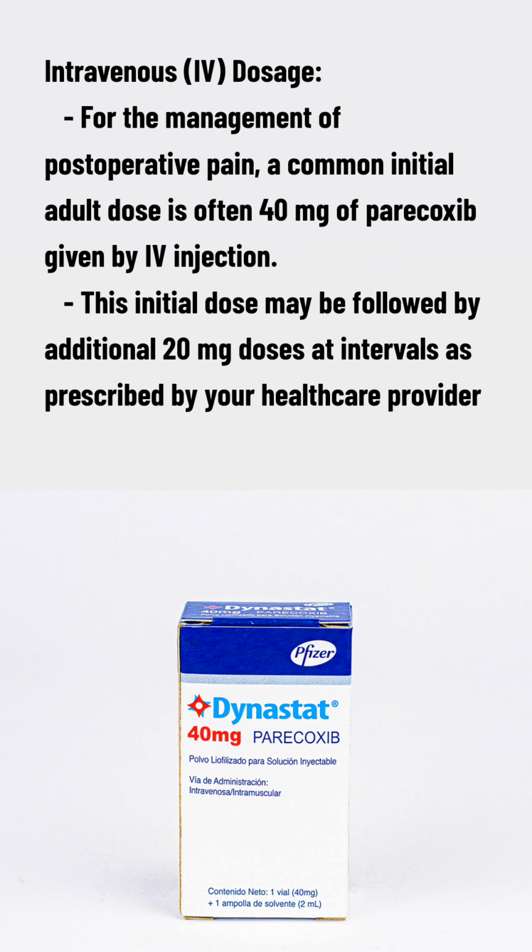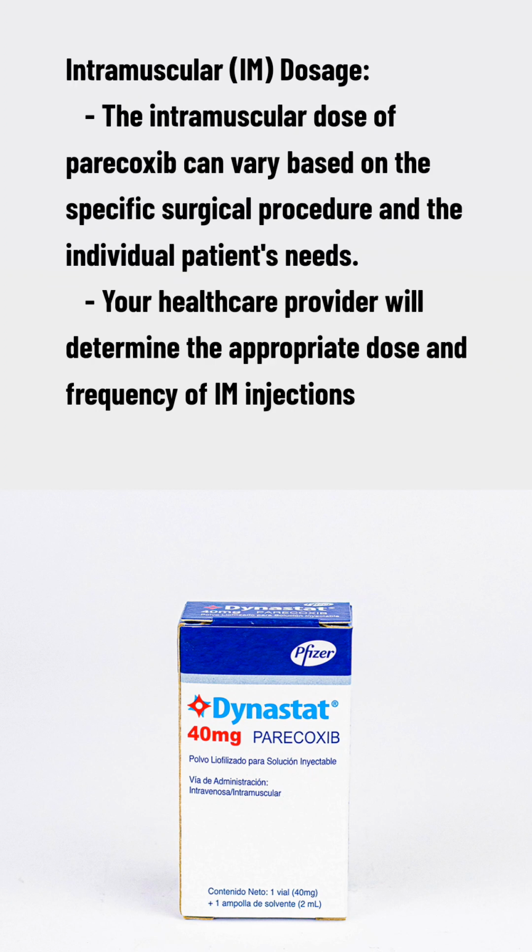Intravenous (IV) dosage. For the management of postoperative pain, a common initial adult dose is often 40 mg of Parecoxib given by IV injection. This initial dose may be followed by additional 20 mg doses at intervals as prescribed by your healthcare provider. Intramuscular (IM) dosage. The intramuscular dose of Parecoxib can vary based on the specific surgical procedure and the individual patient's needs. Your healthcare provider will determine the appropriate dose and frequency of IM injections.